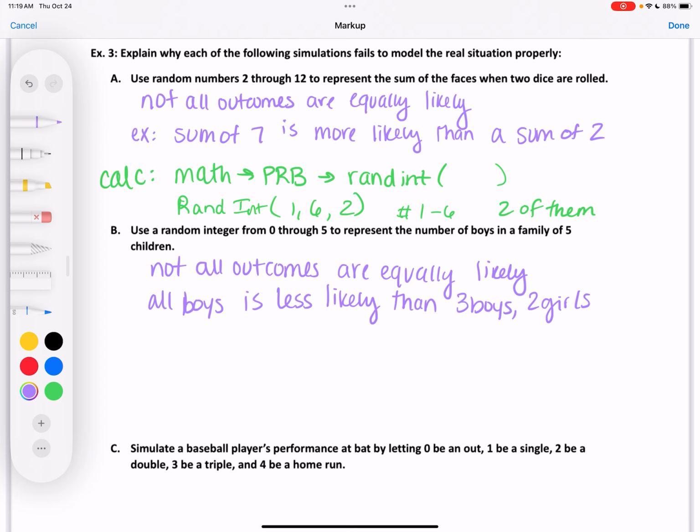So the way that they have quote unquote suggested to do it in this particular problem is to basically say that we're using random numbers from 0 through 5, and that's going to tell us how many boys are in that family of 5.